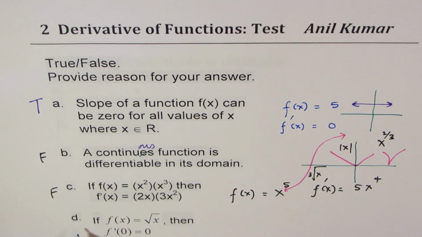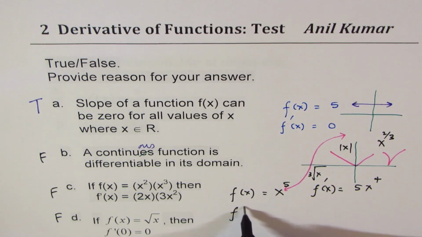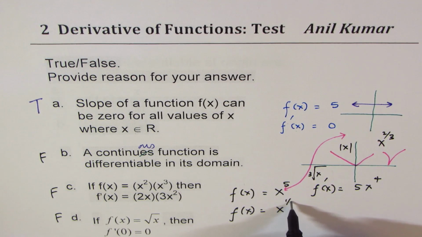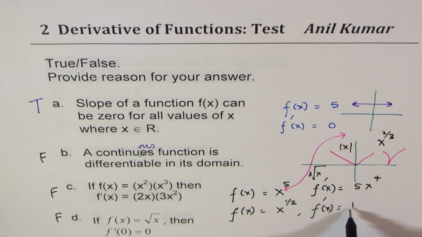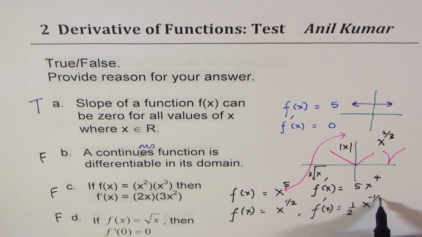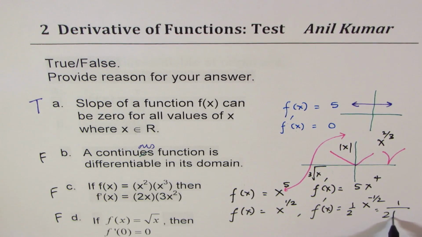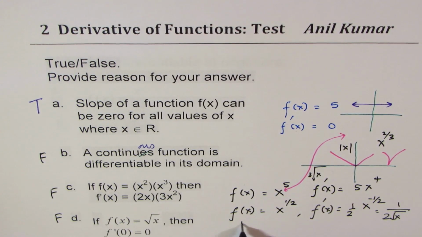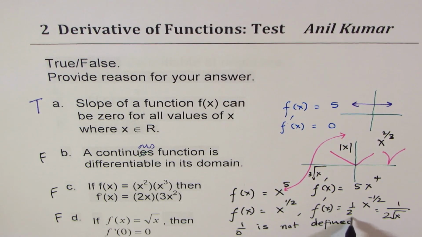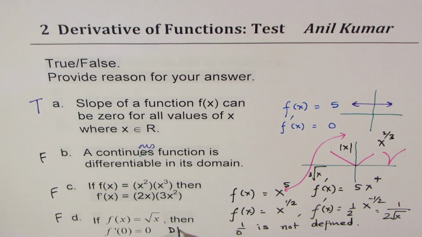Part D is, if the function f of x equals square root of x, then the derivative at 0 is 0. It is not; it is undefined, right? So this is also not true. You are writing function f of x as x to the power of half, right? So the derivative of this function will be half times x to the power of minus half, or you could write 1 over 2 square root x. If I substitute 0 here, 1 over 0 is not defined, right? So 1 over 0 is not defined. So the derivative at 0 does not exist.